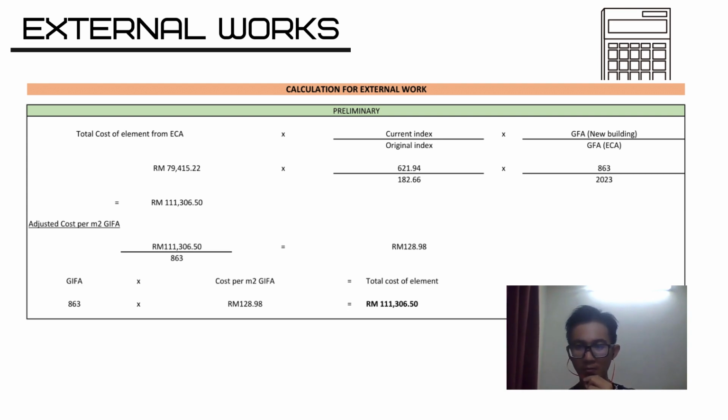Next, for preliminary, the cost is taken from the ECA3, which is 79,415.22, and then I adjust the value with the current index per original index. The product will be multiplied with GFA for new building, divided by GFA from the referred ECA, which is 864, divided with 2023, where the latest cost of preliminary is 111,306 and 50 cents.